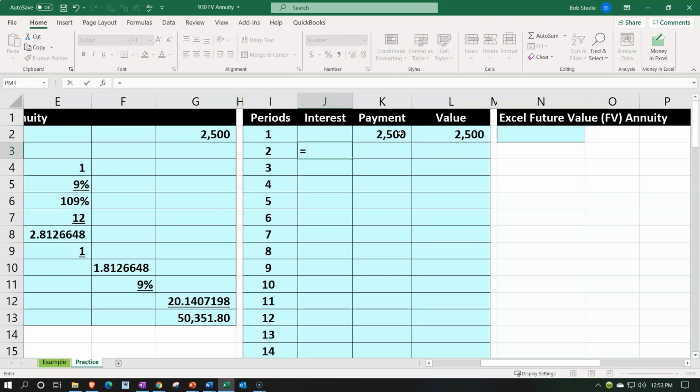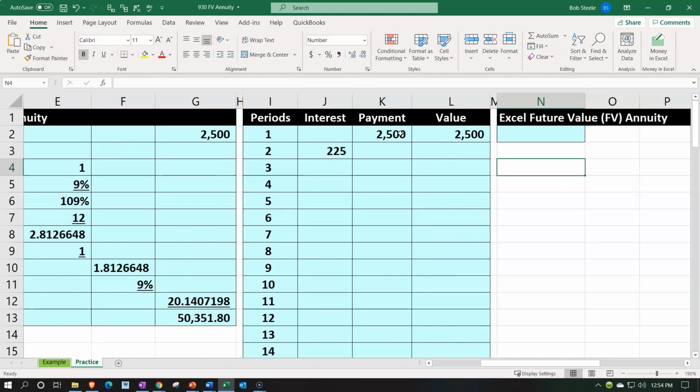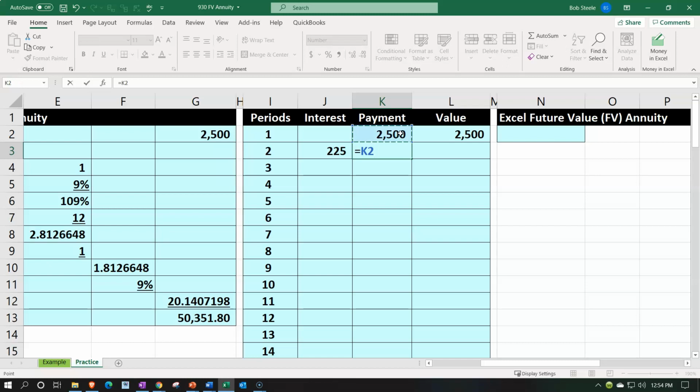Interest will be the 2,500 balance times the rate, which is 9%. So we're going to get 225 about. And then the payment, we're going to have another payment because this is an annuity, which will be that. So that means that we had what we had before, which was the 2,500, plus the sum of the 225 interest on the last 2,500 plus the 2,500 we put in this time, closing that up. There we have it.